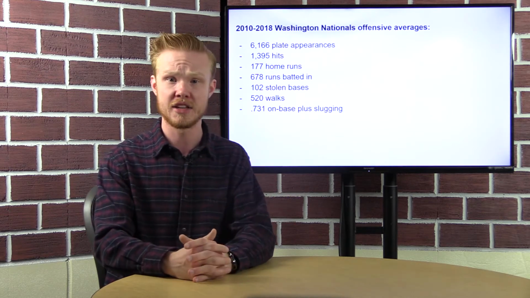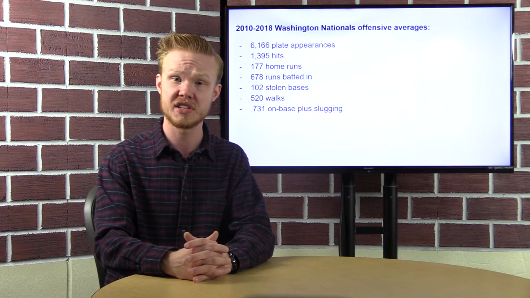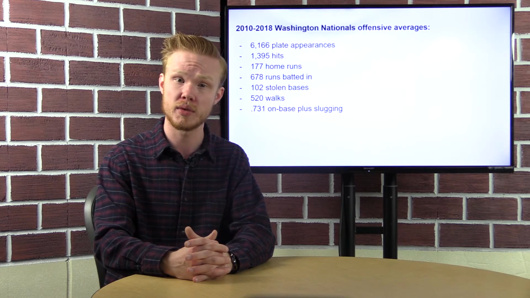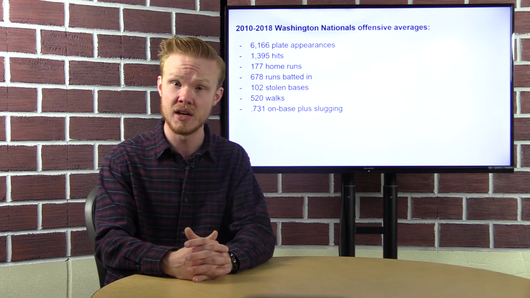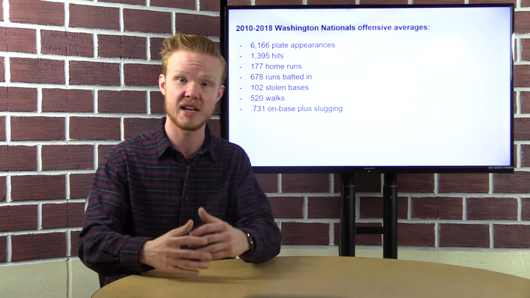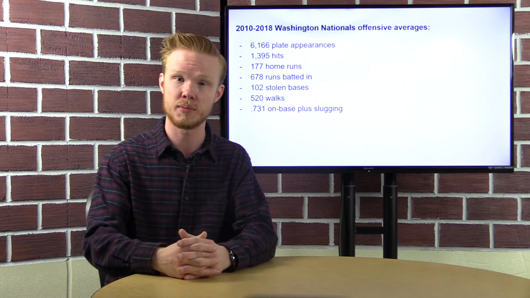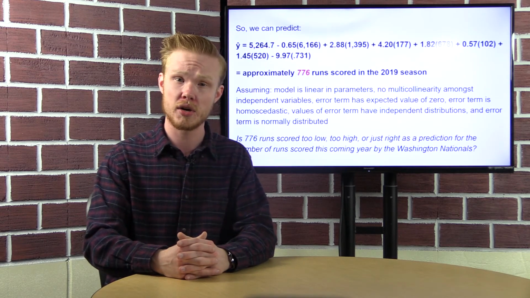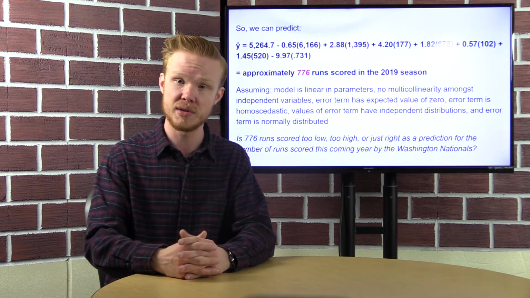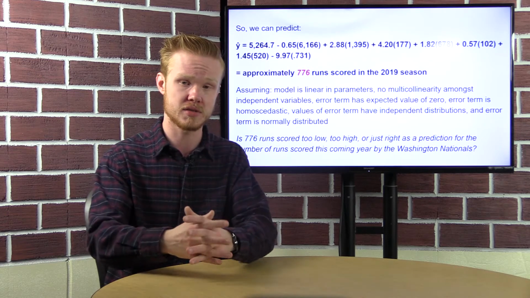As is shown, the Nationals averaged 6,166 plate appearances, 1,395 hits, 177 home runs, 678 RBIs, 102 stolen bases, 520 walks, and an OPS of 731. All very solid offensive output. Therefore, using our regression equation, we can softly predict that the number of runs to be scored this year will be somewhere in the ballpark of 776 runs.